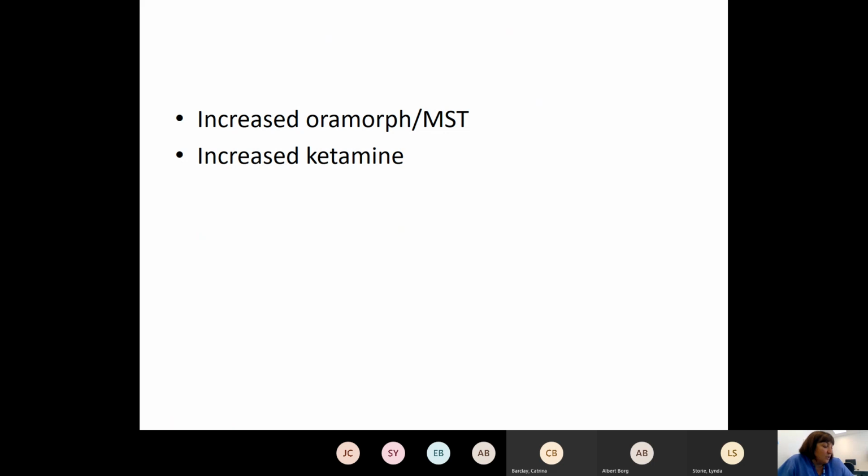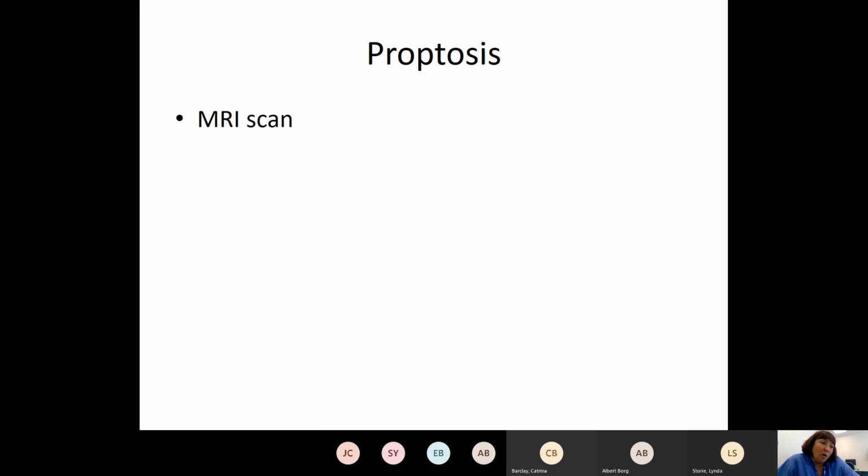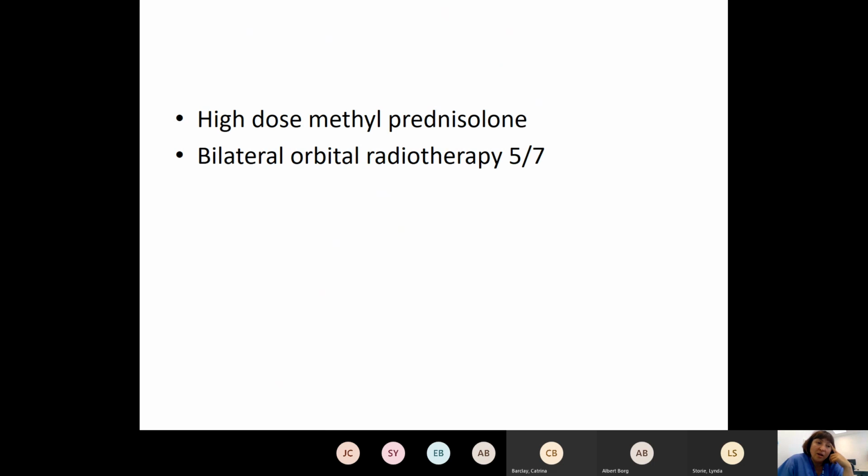Unfortunately, we did have some degree of stability for several weeks, but she then had a sudden escalating opioid requirement, and we needed to increase her ketamine as well. I was asked to go and see her one day out of the blue. I'd seen her 2 days previously. She suddenly woke up one morning with massive proptosis. And it was clear that she had disease behind her globe, pushing it forward. So we managed to get her in for an MRI scan at that point.